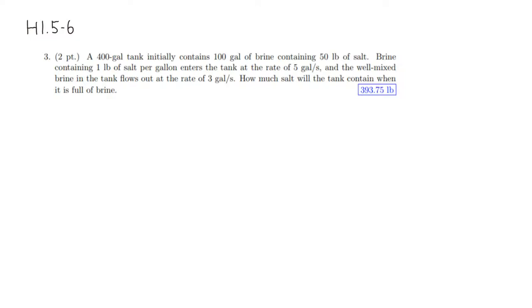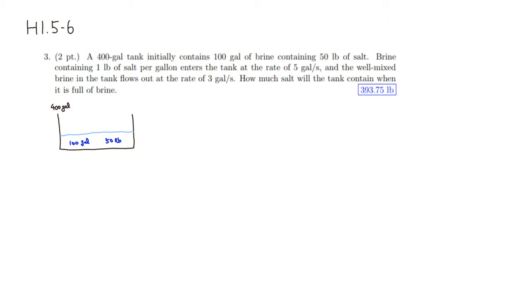All right, let's look at homework 1.5, 1.6, problem number 3. We have a 400-gallon tank that initially contains 100 gallons of brine containing 50 pounds of salt.